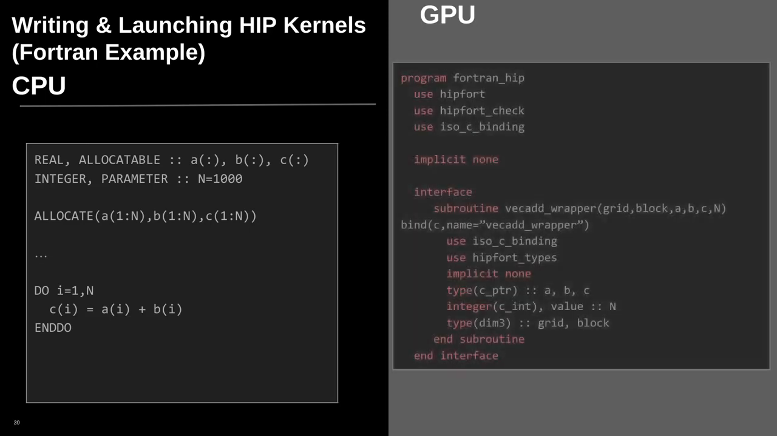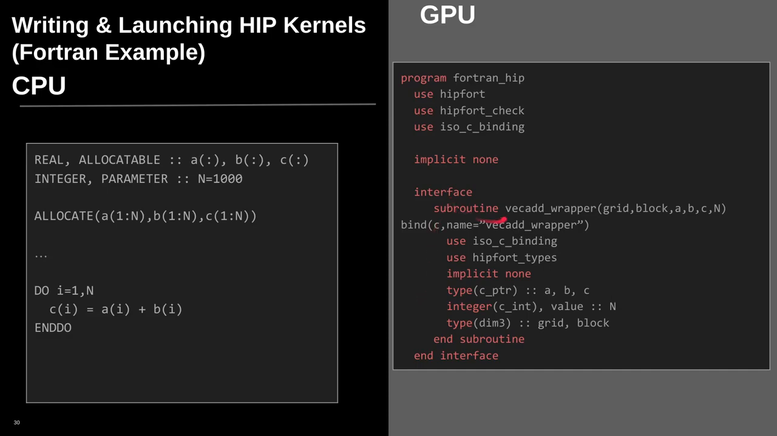Okay, so now we're going to talk about what you need to do to expose that kernel to Fortran code so that you can call it as if it were a Fortran subroutine. So at the top of the program, we're going to use the hipfort check and ISO C binding modules. And then we have this interface definition. Now the interface is what's going to turn that vec add wrapper method into a Fortran subroutine for us.